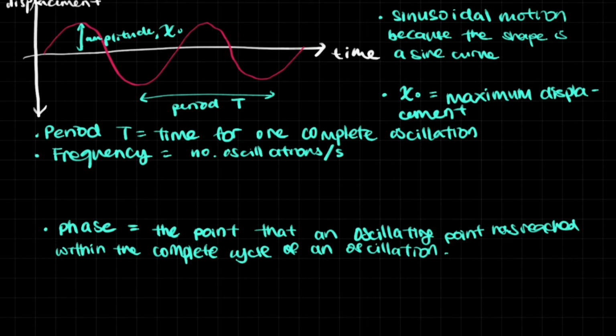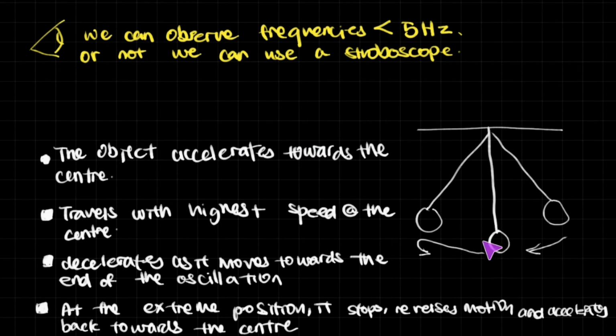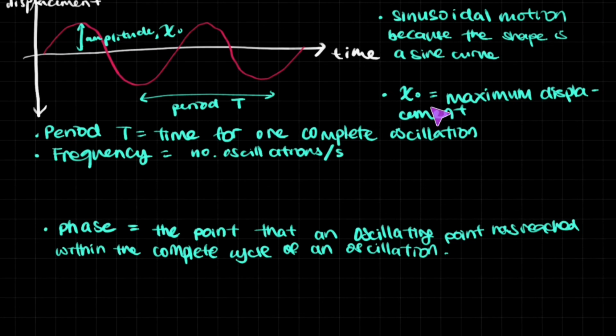Oscillations can actually be described sinusoidally with a graph. It's said to be a sinusoidal motion because the shape of the oscillation is a sine curve if you decide to graph the displacement against the time of the object, the displacement being from the original position of the object. For instance, this would be the original position, and displacement would be this distance. The x0, which is over here, is the amplitude, that's the maximum displacement.